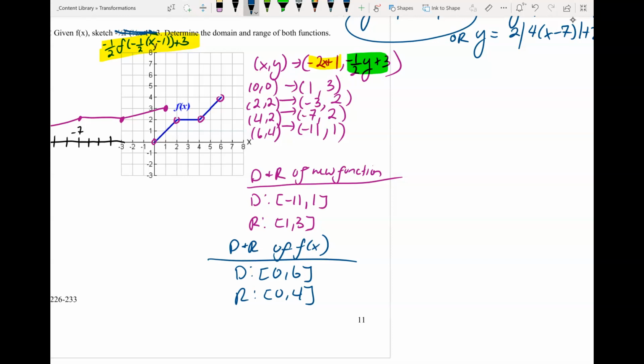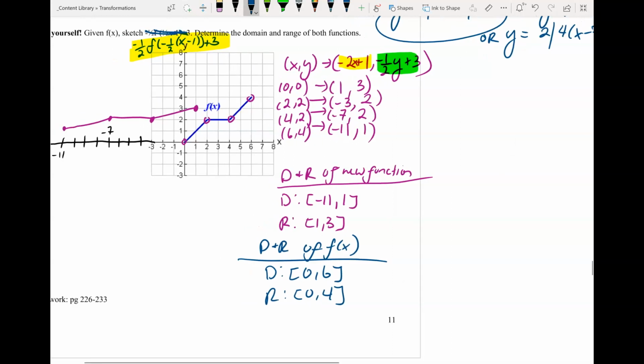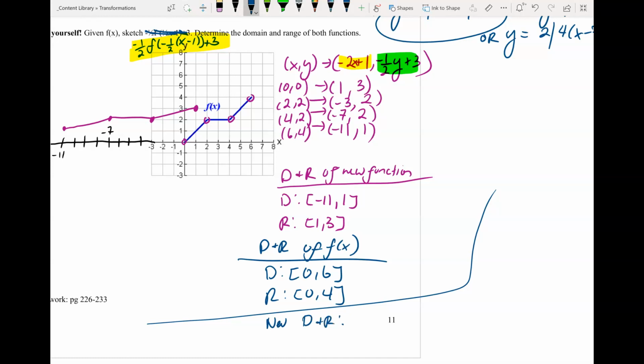So if you wanted to find, let's just say we weren't given this graph and you want to find the domain and range of your new function, we can do that by using our transformed points here, which is this yellow highlighted one, -2x plus 1. And if you want to find the range, you're going to use the green one, which is -1/2 y plus 3.